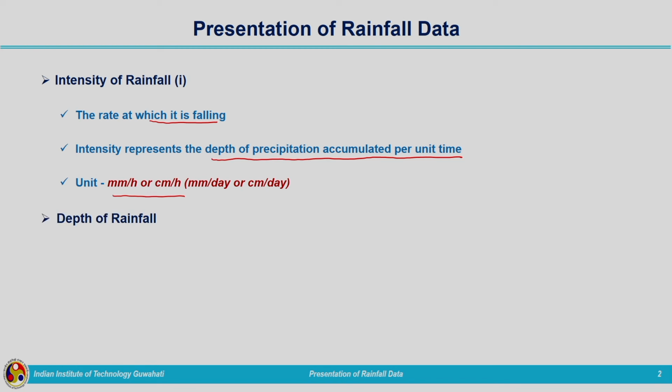Now, coming to depth of rainfall. Depth of rainfall is the depth of rainfall that has occurred at a particular point. That is, rain gauges give us the point measurement of rainfall. So, the depth of rainfall is the daily precipitation depth: how much rainfall has happened at a particular location. The unit of depth of rainfall is the unit of length. It can be in millimeters or in centimeters.